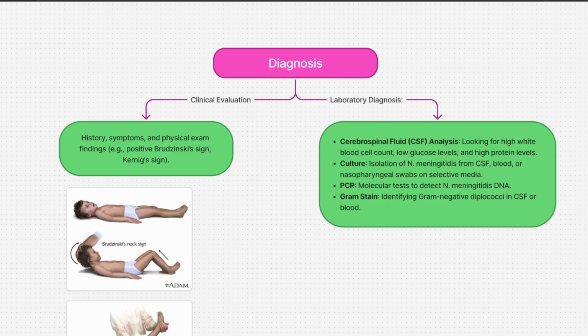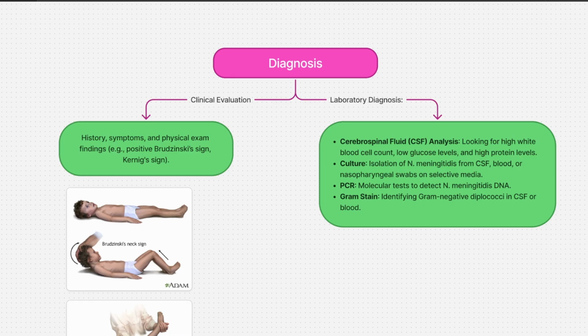Okay, now let's talk about the diagnosis. How do we diagnose a patient that we suspect might have meningococcus or meningococcal disease? So first, as we diagnose anything, we want to know the history. So in this case, we're going to be asking if they have traveled to any area where this disease is endemic, for example, sub-Saharan Africa.